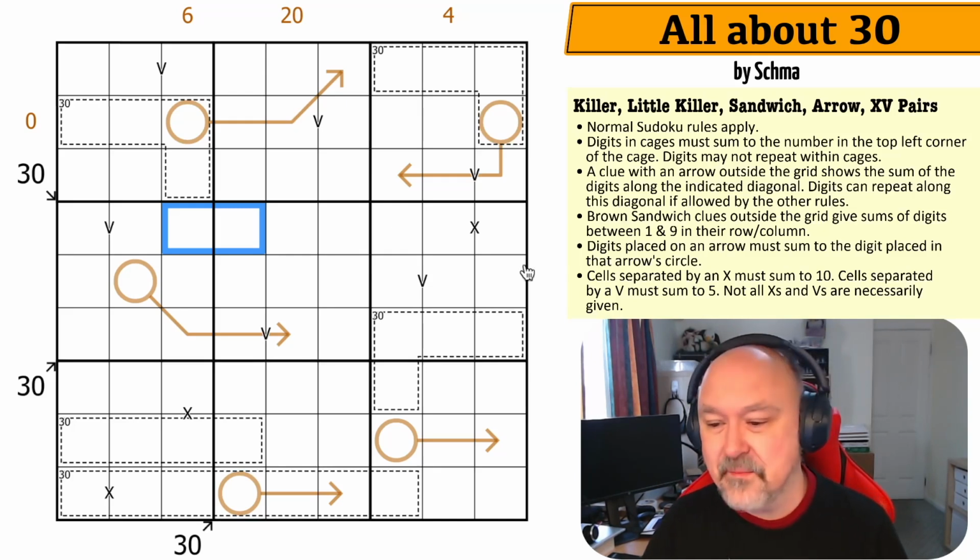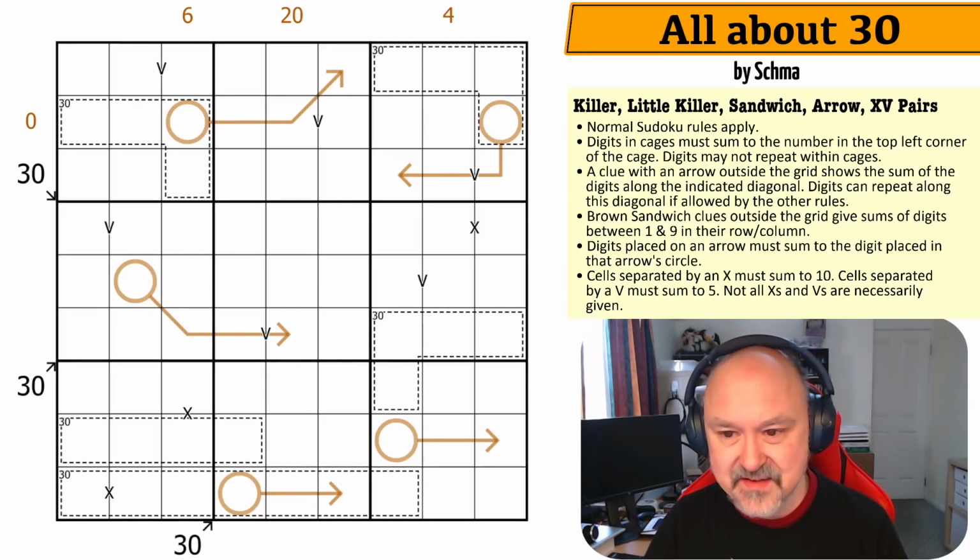I'm going to restart the puzzle to restart my timer. Let's give this a shot. So, there's a lot we can tell about 30 cages.